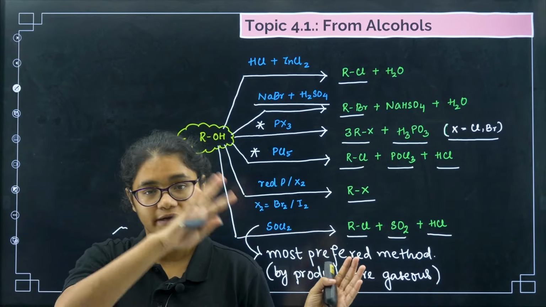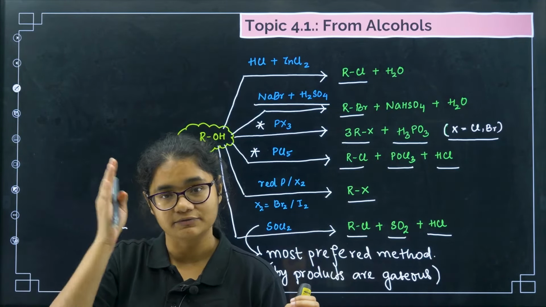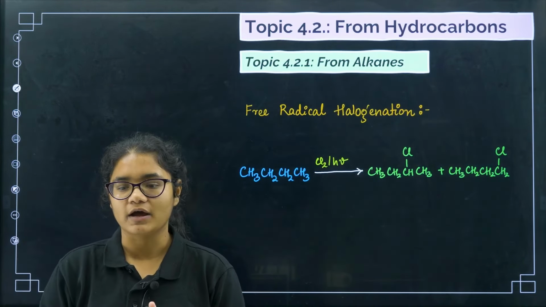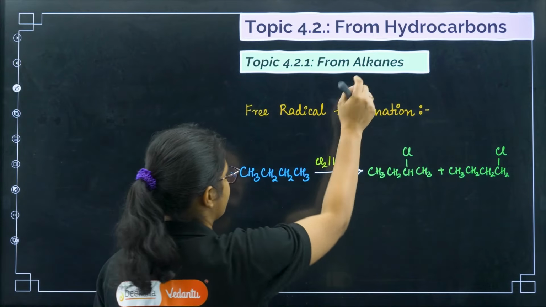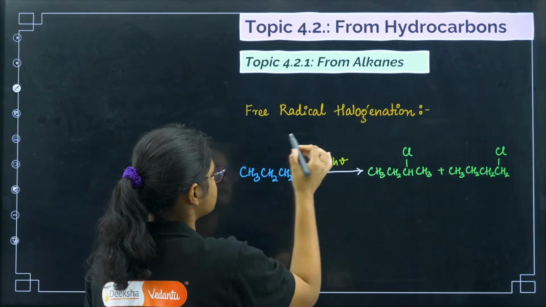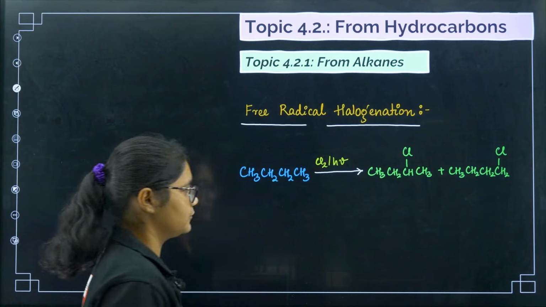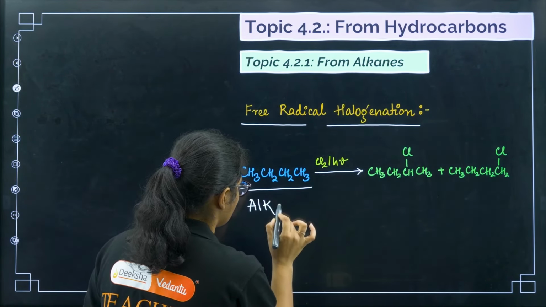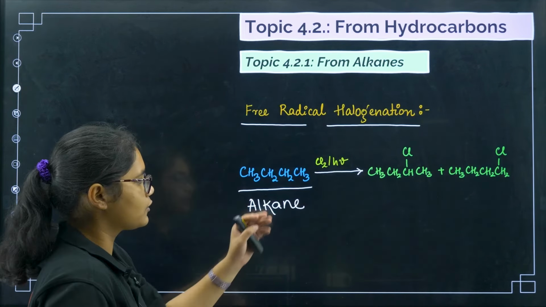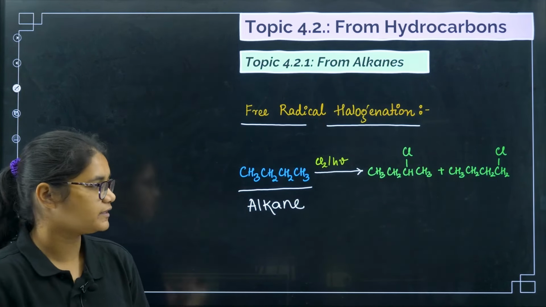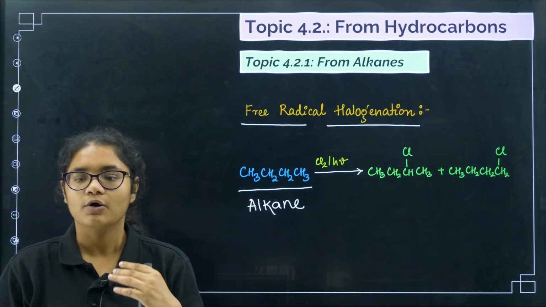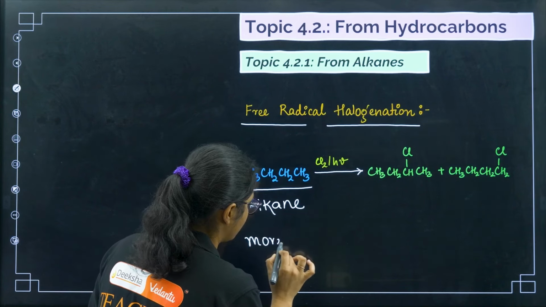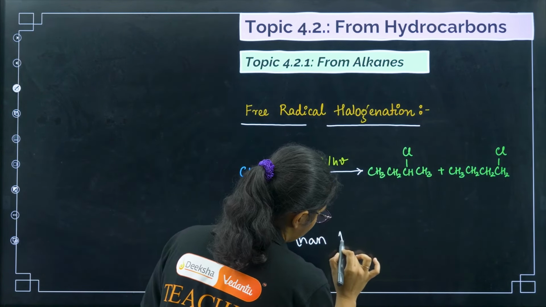From alcohols we have understood. Next was what? Hydrocarbons. Under hydrocarbons we have alkanes and alkenes. So we will go to the next method, that is from hydrocarbons. Under hydrocarbons, from alkanes, the process is called free radical halogenation. So what is done here? You have to take any alkane, and then you add chlorine in the presence of hv. So this undergoes free radical halogenation. Under this free radical halogenation we can get more than one product.